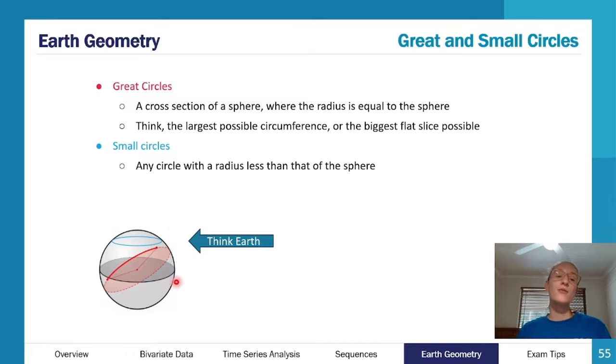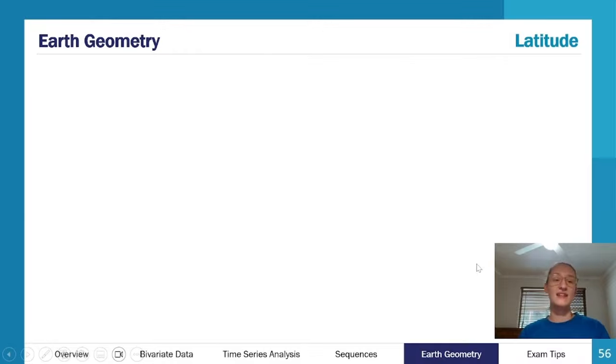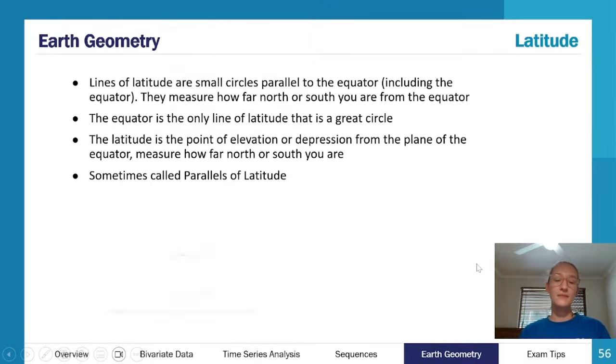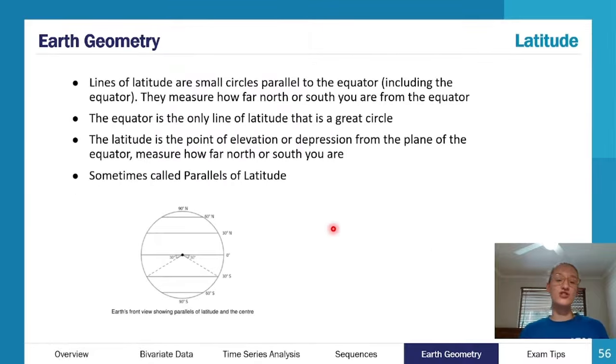So on the earth, we can have great circles and small circles. Terminology-wise, great circles are a cross section where the radius is equal to that of the sphere, so pretty much the largest flat slice possible. Whereas small circles, like our blue example here, are any circle with a radius less than that of the sphere. And just to quickly illustrate, lines of latitude, and again, this is a very brief introduction, so don't stress if it doesn't make the most sense, are small circles that run parallel to the equator.